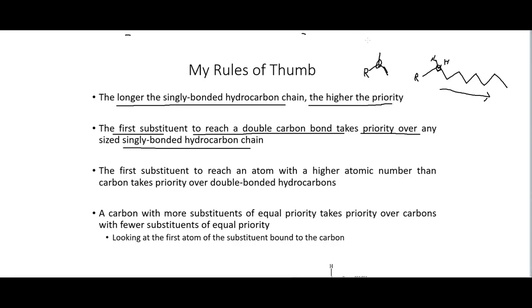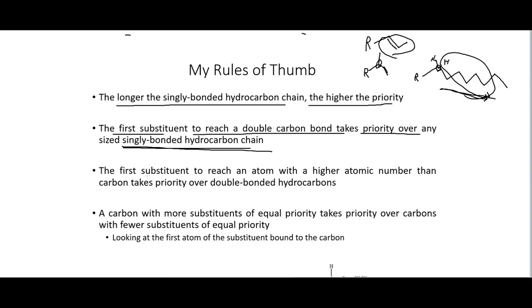which remember this is sort of somewhat equivalent to that. So even if we get to this double bond first, even if this is on a shorter hydrocarbon chain than this, then this will take priority. So this group will take priority over even this very long hydrocarbon chain. So the first substituent to reach a double carbon-carbon bond takes priority over any sized singly bonded hydrocarbon chain.